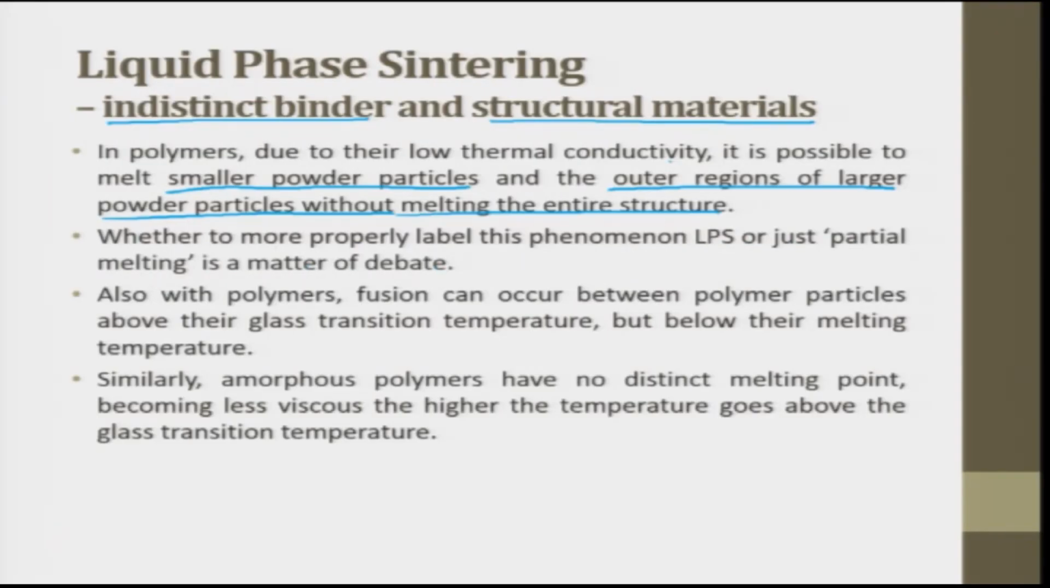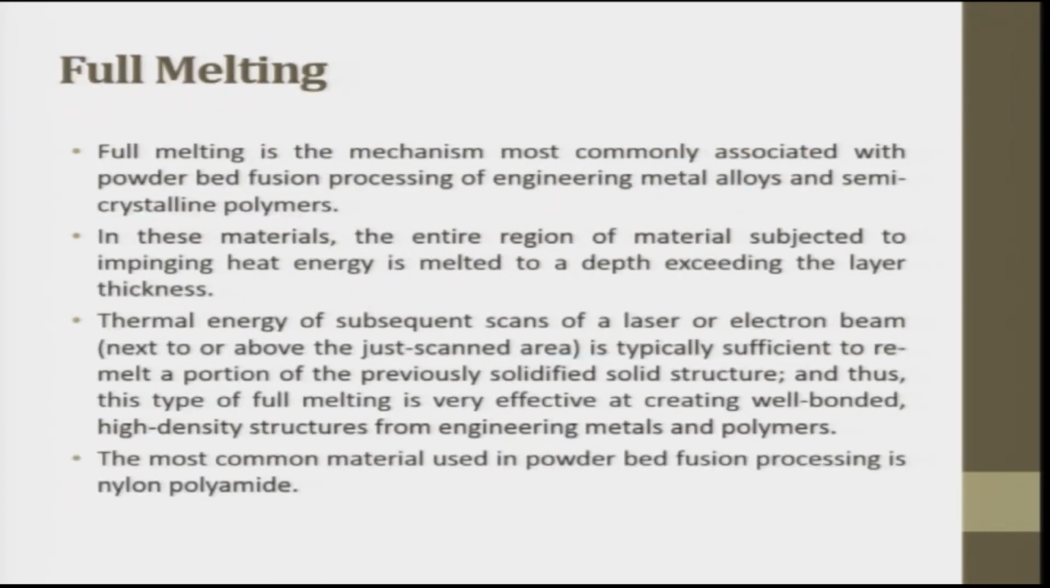Also, with polymers, fusion can occur between the polymer particles above the glass transition temperature but below their melting temperature. With a polymer, you have the solid state, then the glass transition temperature, and then you go to the liquid state. Similarly, amorphous polymers have no distinct melting point, becoming less viscous the higher the temperature goes above the glass transition temperature. The last one is full melting.